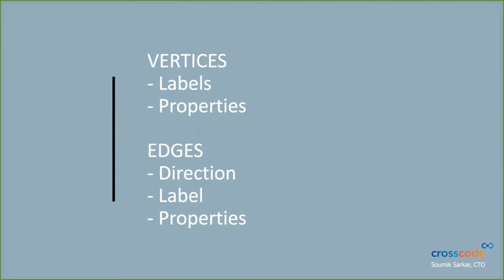So to summarize, here are five things that you need to remember at a bare minimum about graphs. And these are vertices, edges, directions, labels, and properties. Vertices can have multiple labels and multiple properties. Edges can have one label, multiple properties, and an optional direction. And I hope this was useful and it helps you take the first step into the world of graph databases.